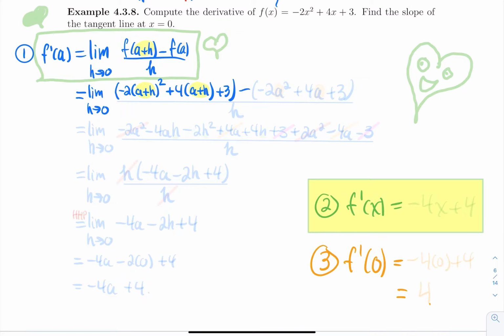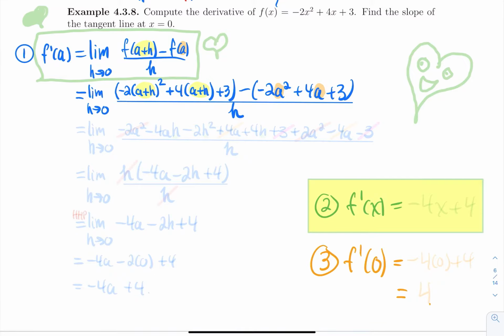So then it's minus f at a. So you replace every single occurrence of x by a. So you get minus 2a squared plus 4 times a plus 3. So again, to illustrate that, all my x's were replaced by a in my second term. And then all that is over, let's draw a straight line here, over h. Now this is the part where you FOIL and simplify as much as you can.